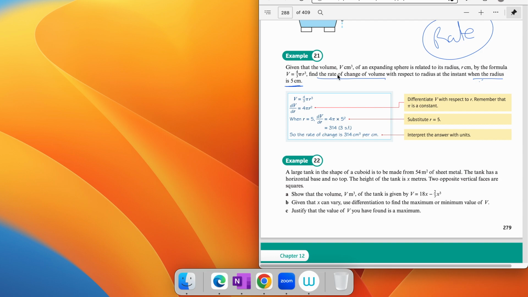Then we have this question: given that the volume V cm cube of an expanding sphere is related to the radius. Volume and radius are related. If the radius is getting large, what would happen to the volume? What is happening to the volume? That would increase.